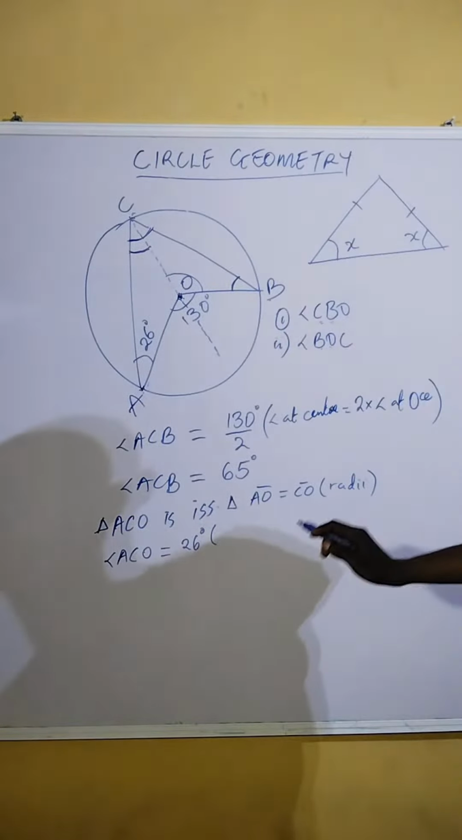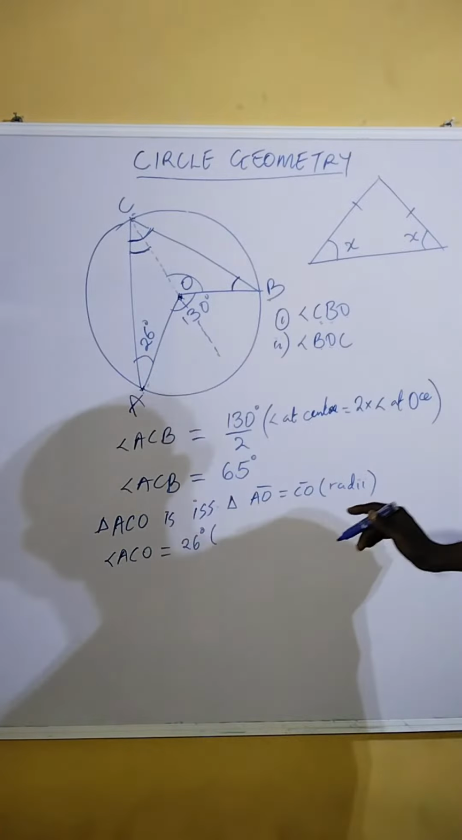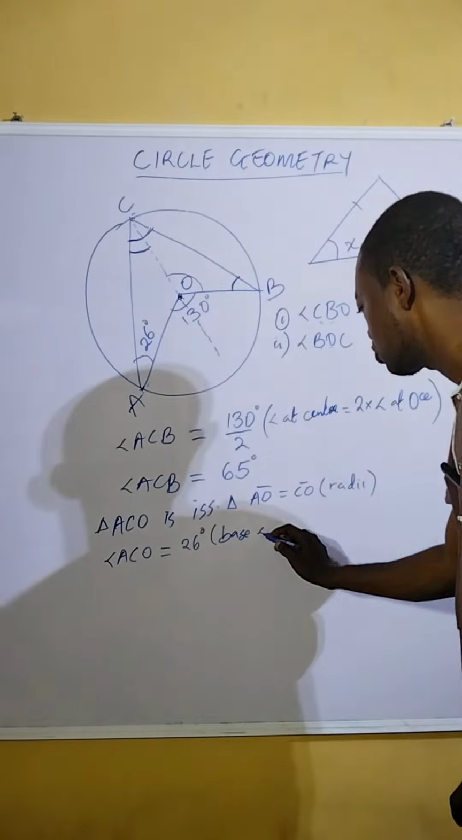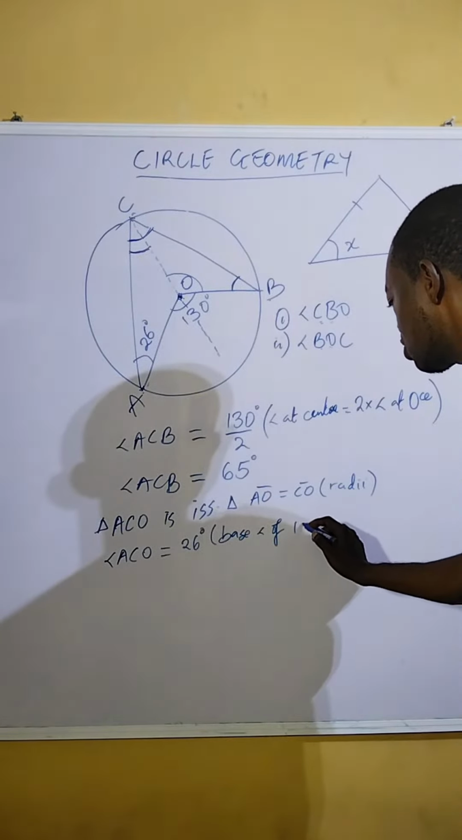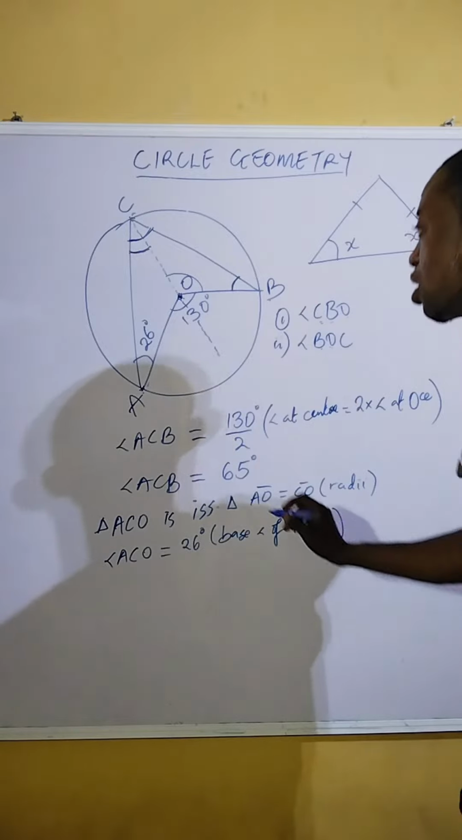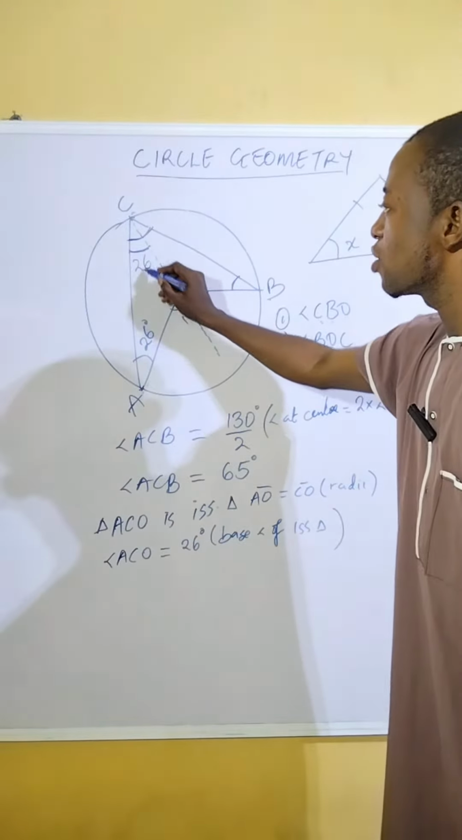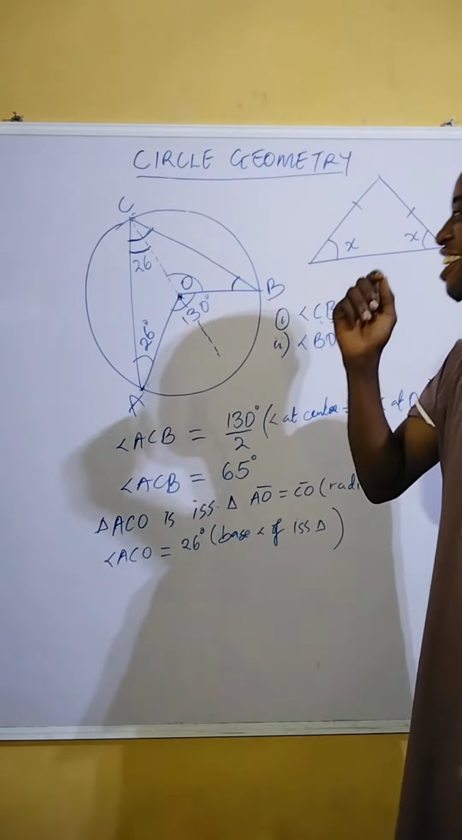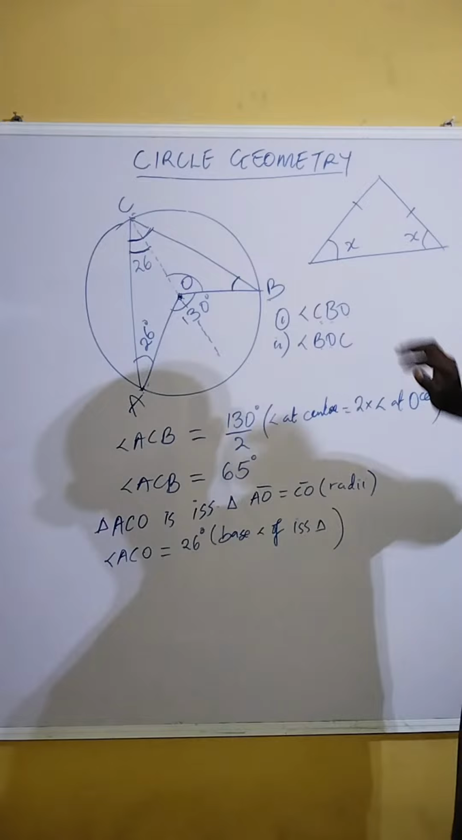Why? Because you must have a reason for everything you have written. This angle of isosceles triangle AOC. So we can put 26 degrees here now. But before, look up. Sorry. Let's pay attention to this.